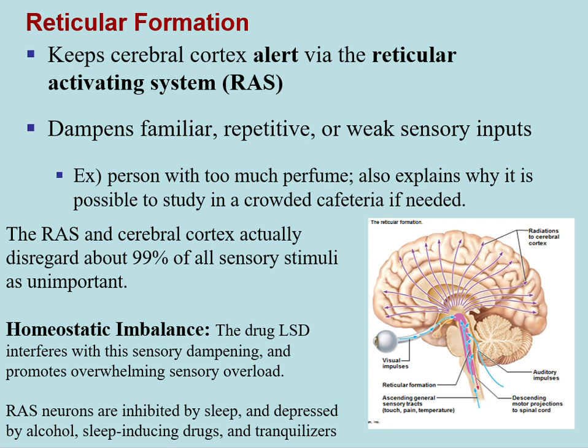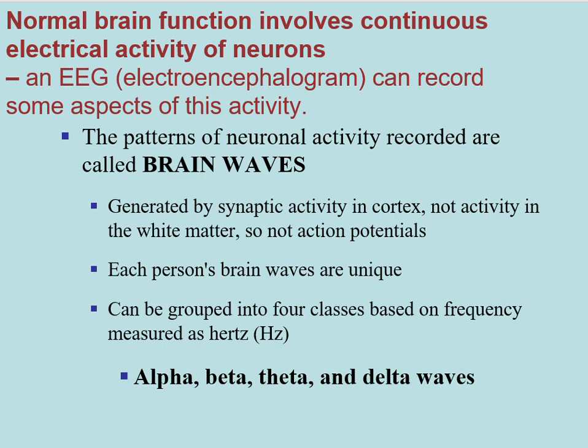An example of a homeostatic imbalance that involves this system is taking the drug LSD. It actually interferes with this sensory dampening, and that promotes an overwhelming sensory overload, which is associated with taking the drug LSD. Other things that can, instead of inhibiting, modulate or do something similar on a less extreme scale are things like sleep, alcohol, sleep-inducing drugs, and tranquilizers. Those can also modulate the activity of the reticular activating system.